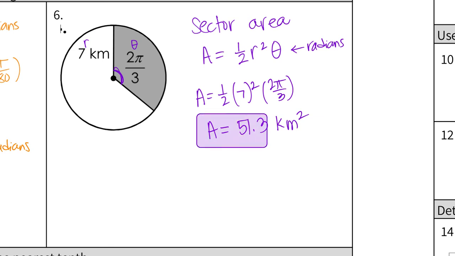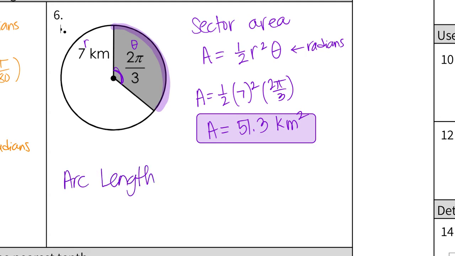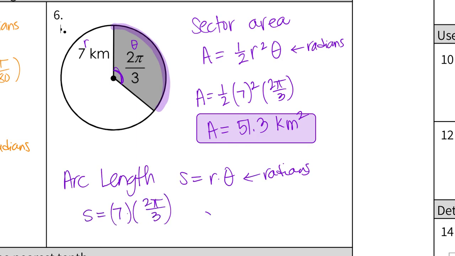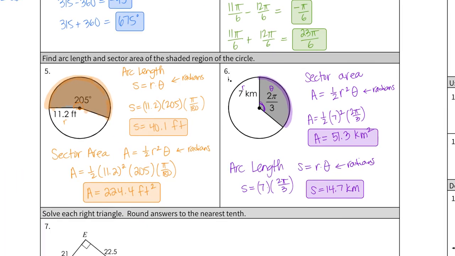Sorry, I don't know why this time I decided to go backwards. I did sector area first. Now let's go back and find the arc length. So arc length would be the length of that piece right there. Little s equals radius times theta, where the angle is already in radians. So this is pretty straightforward. 7 times 2 pi over 3. So when I type this in, I get 14.7, and we're measuring in kilometers. Okay, so I wrote the equation a bunch of times. So arc length, sector area, arc length, sector area. So just follow the equation here. This one shouldn't be too difficult of a problem.